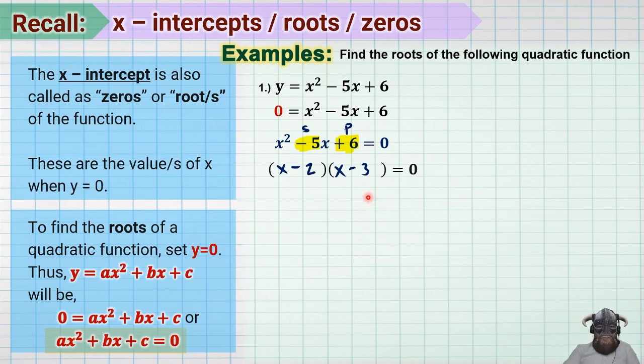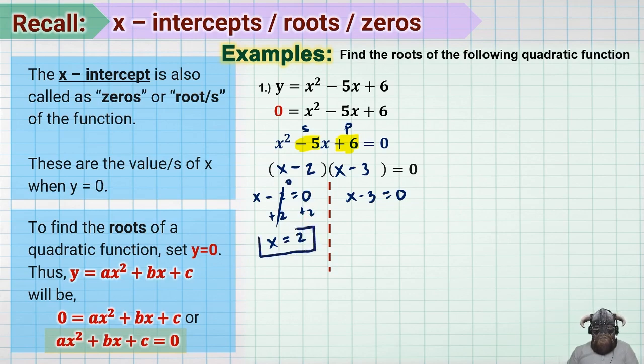From that, we'll solve for the two values of x by separating them. We now have two equations: x minus 2 = 0 and x minus 3 = 0. For the left equation, we can add 2 to both sides, making this side 0 and leaving only x. Then 0 plus 2 is positive 2. Therefore, one value of x is 2.